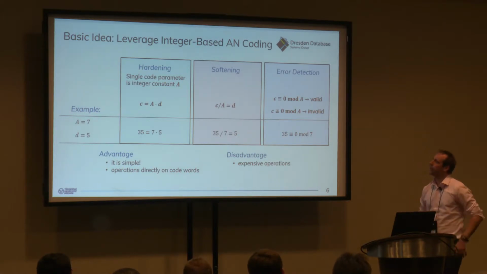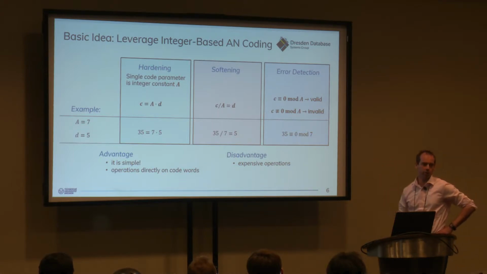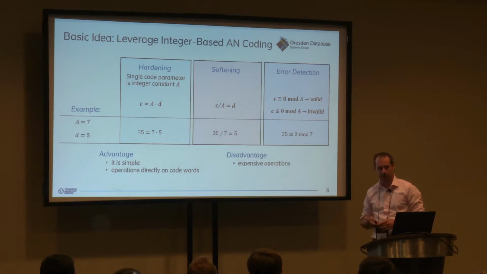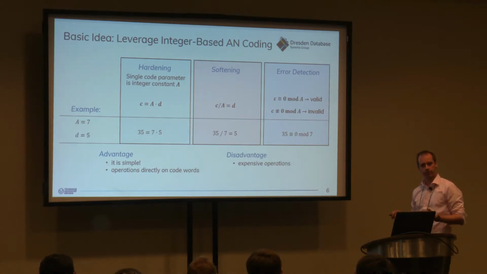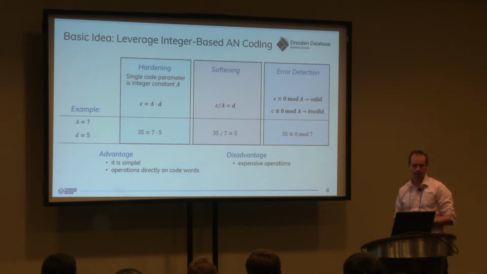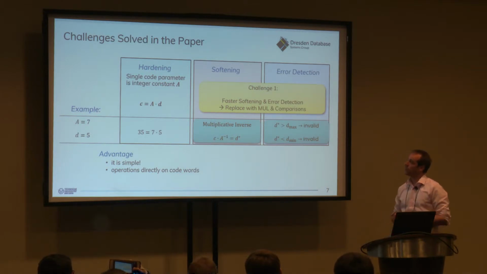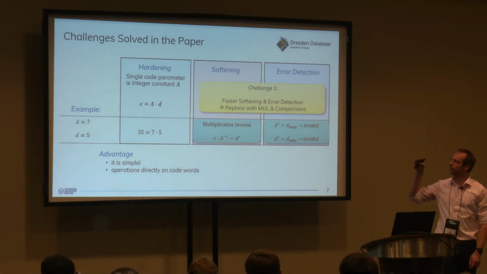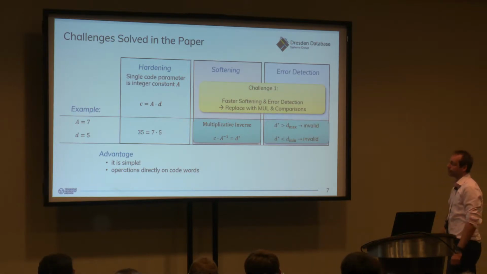But as you may see already, those softening and error detection operations are painfully slow. And especially in the context of in-memory databases, where we want to vectorize, this is also not possible in this case. So in our paper, we mainly address 3 challenges. The first one is that we make softening and error detection faster. And it works the following.